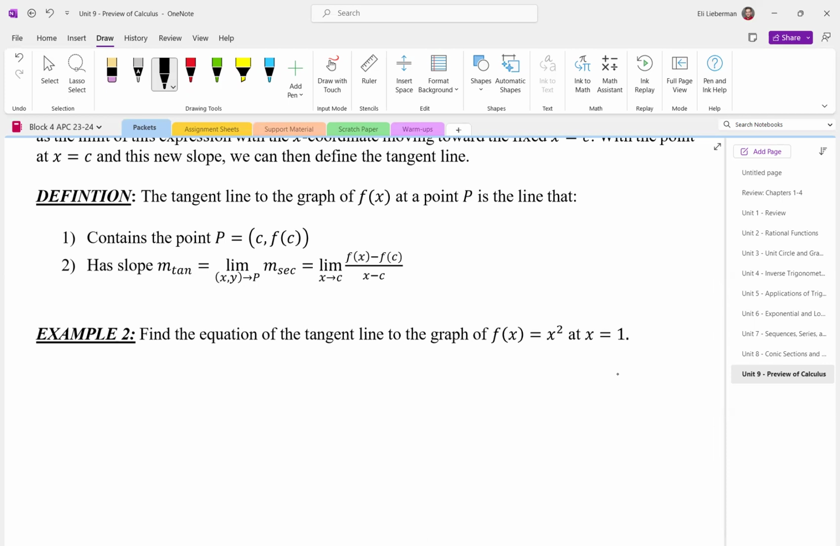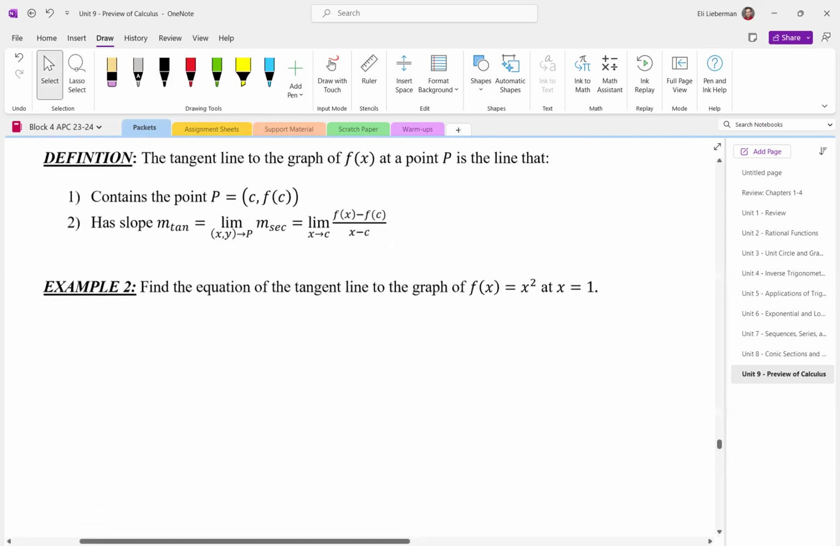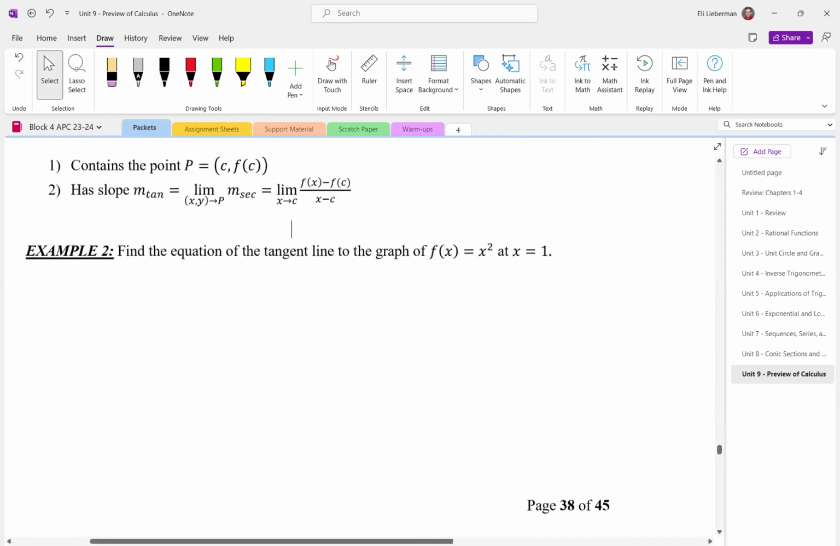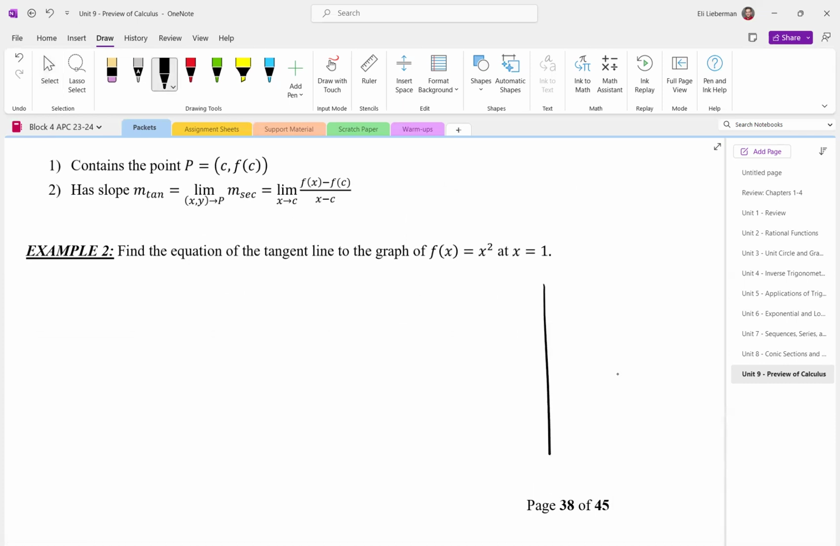Well, let's do a problem and see how this goes. We're looking for the equation of the tangent line to the graph of f of x equals x squared at x equals 1. So I'm going to start with a diagram of the function.